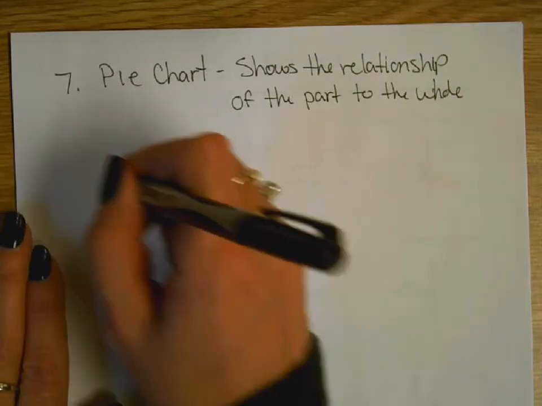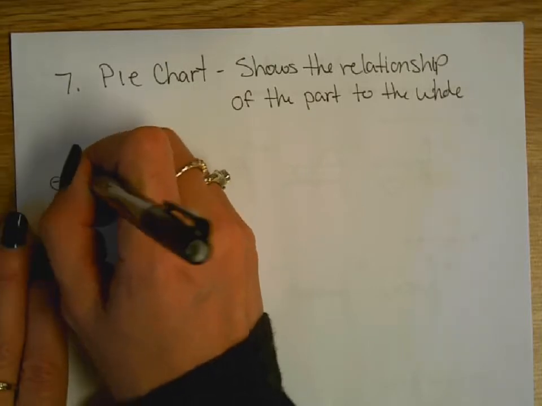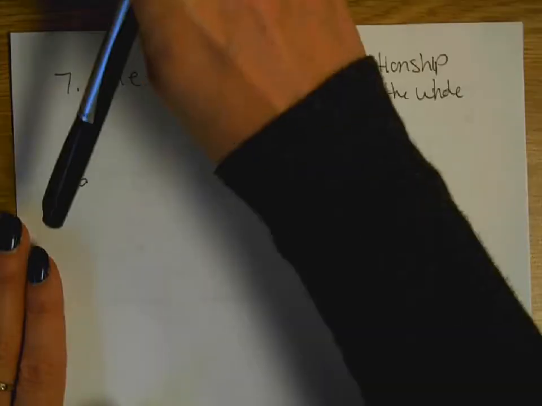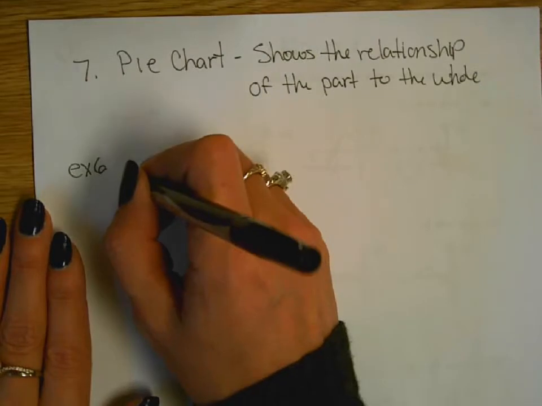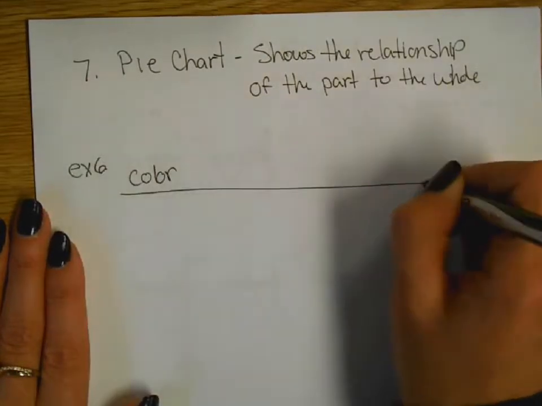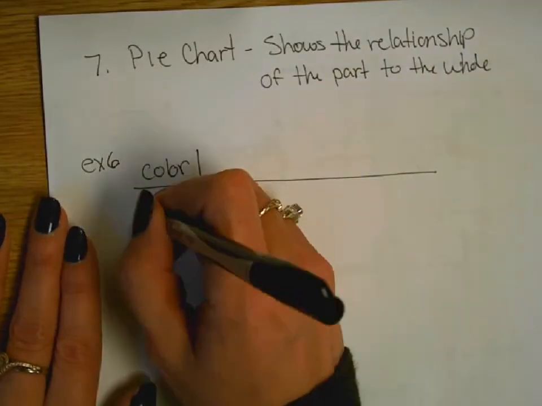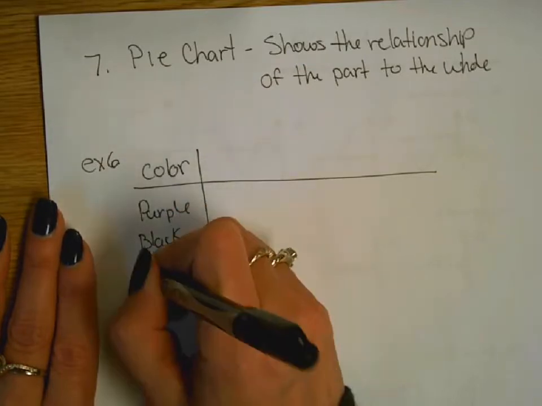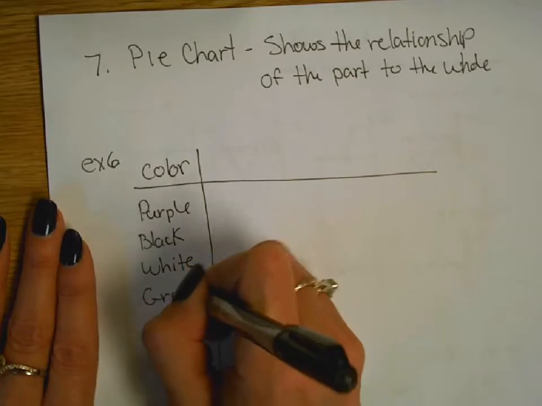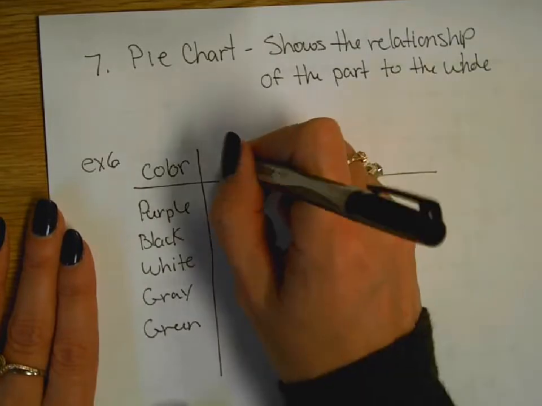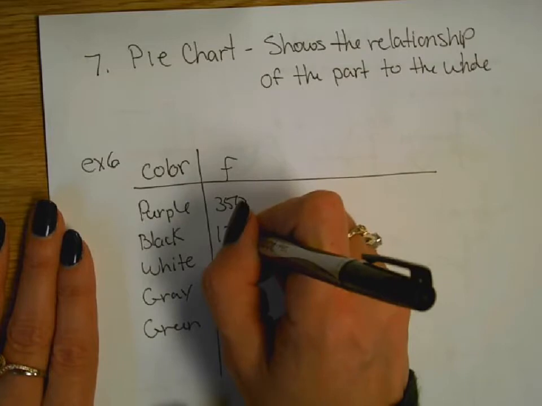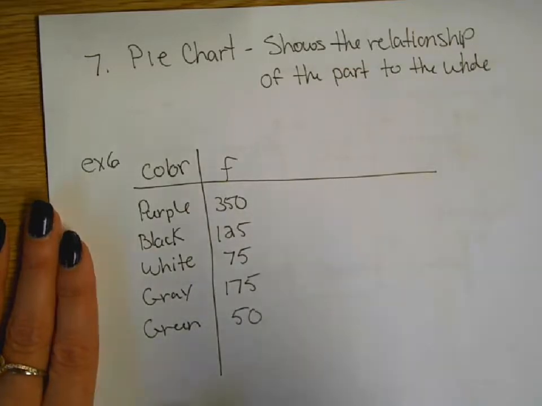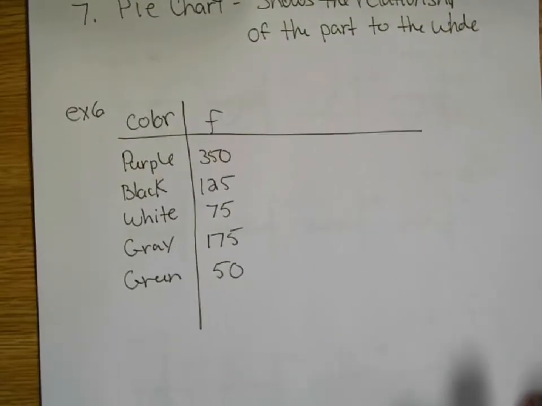I'll give you the steps. So let's start with example 6. Where did I get this data? I don't know. It looks like favorite colors. So asking people what their favorite color is, and here are the results. Purple, black, white, gray, green. And here's our frequency. 350, 125, 75, 175, and 50. So given that information, I would like you to make a pie chart for it.